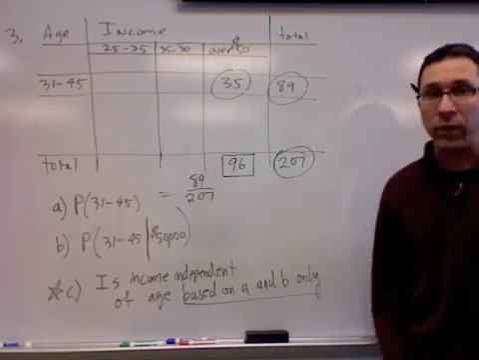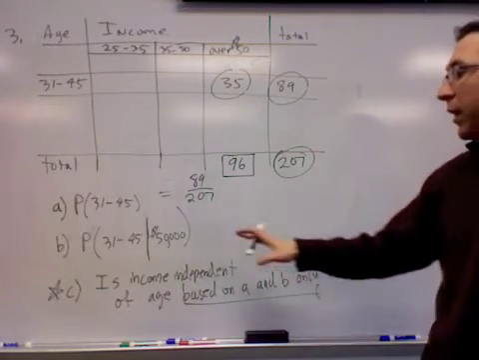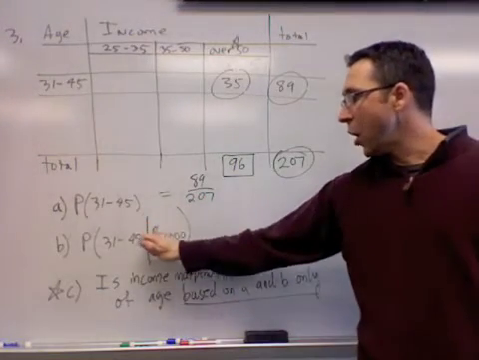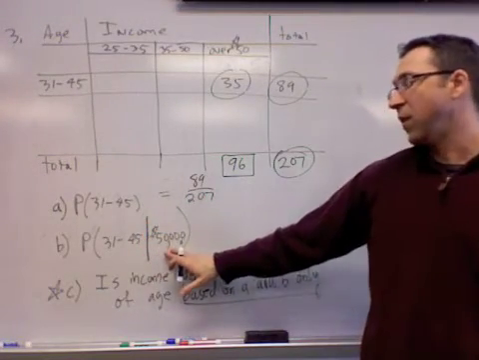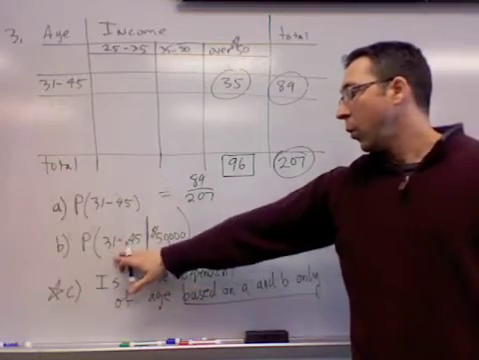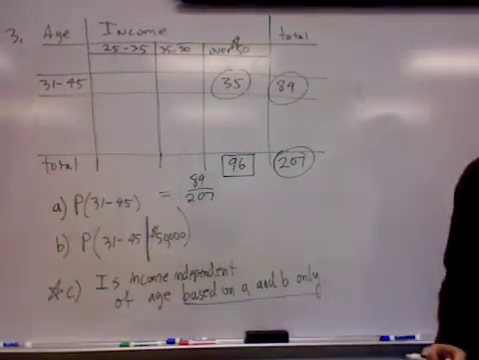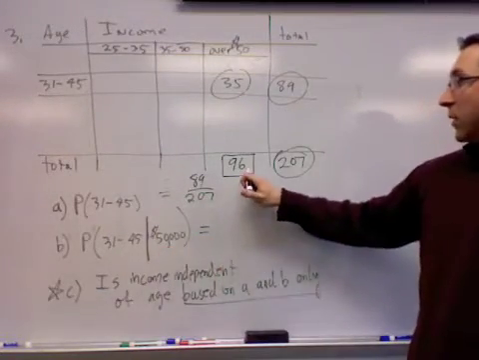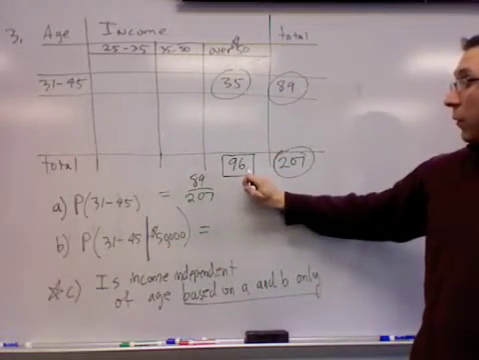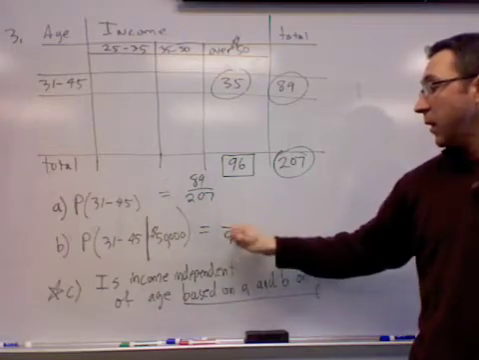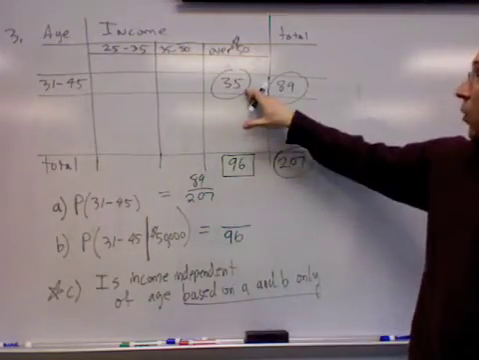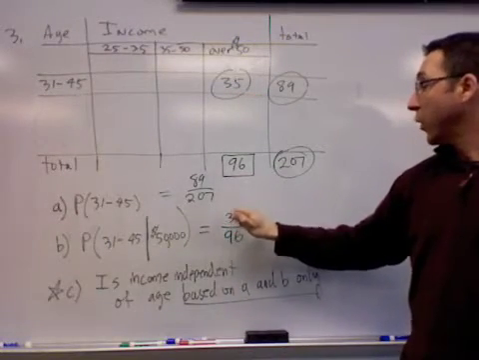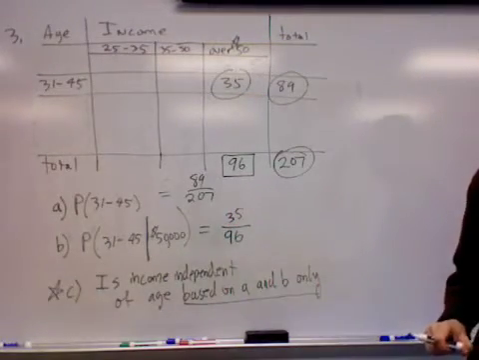Question B is also a very easy question if you know what you're looking for. It's a conditional probability question. It says, given the fact that we know that somebody makes $50,000, what's the probability that they're between 31 and 45 years old? So if they make over $50,000, they're one of these lucky folks here, these 96. The probability that they are 31 to 45 years old would be 35 out of 96.